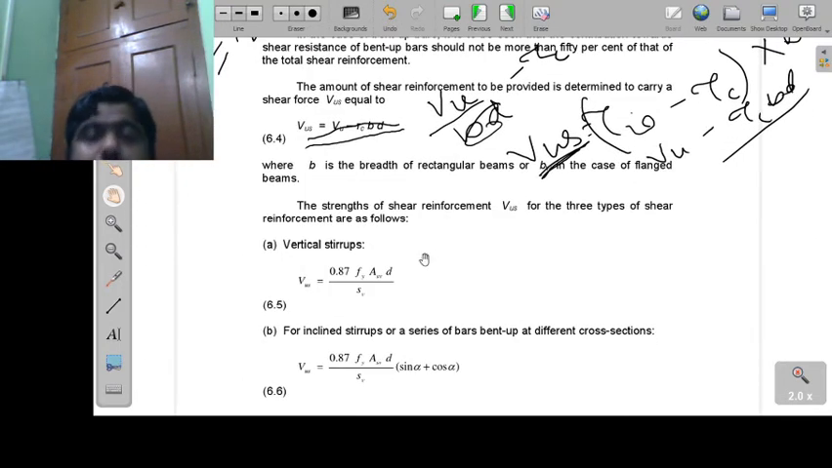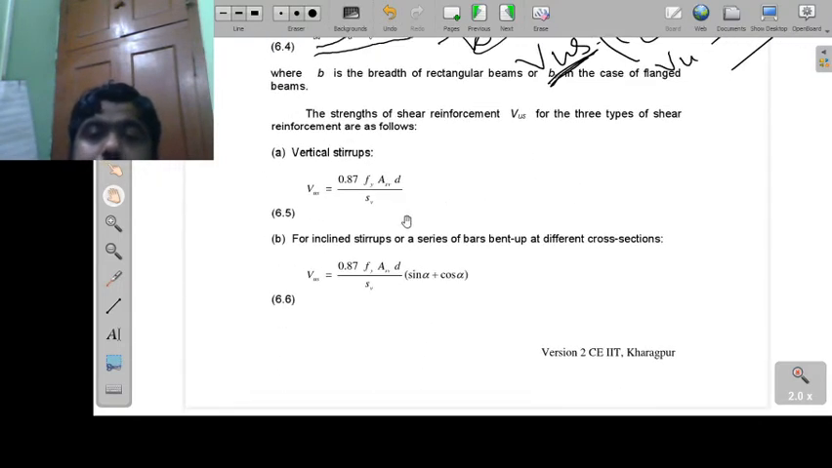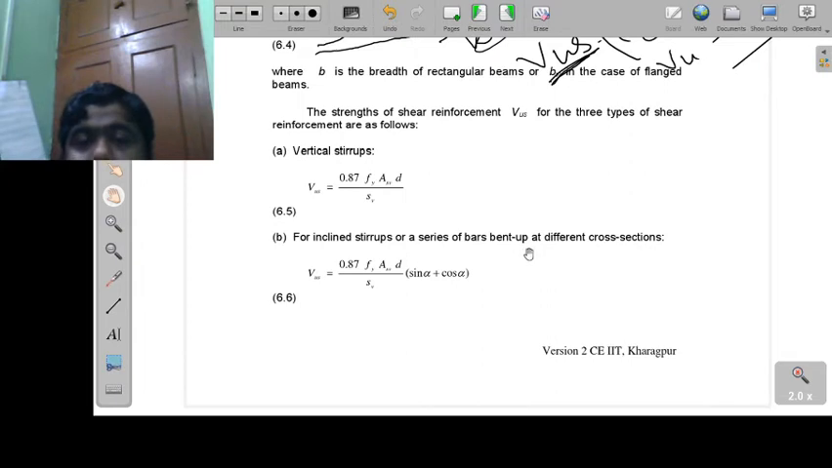If you are using vertical stirrups, then Vus, the amount of shear force for which we have to design the shear reinforcement, is calculated like that. In case of vertical stirrups, Vus equals 0.87 fy Asv d divided by sv. In the case of inclined stirrups or a series of bars bent up at different cross sections, it is mainly talking about when we are providing these types of inclined stirrups, or providing bent up bars at different cross sections.